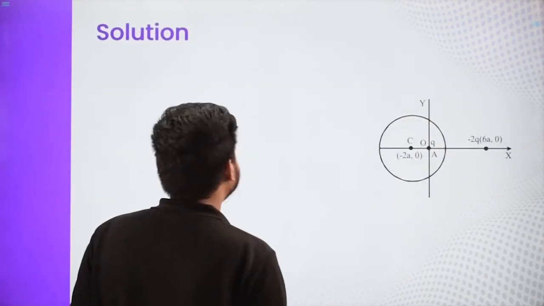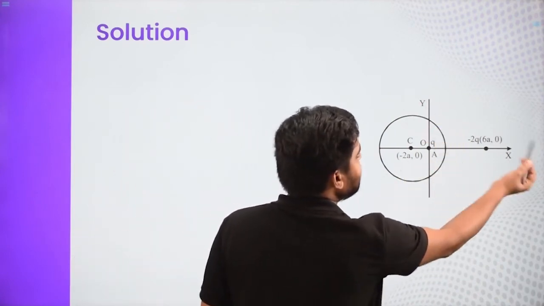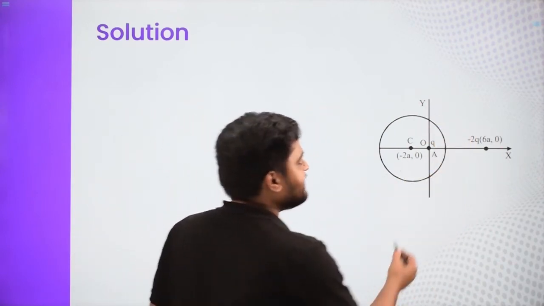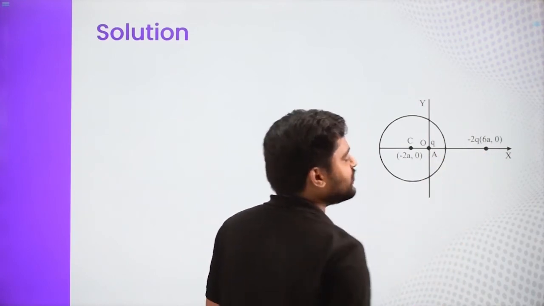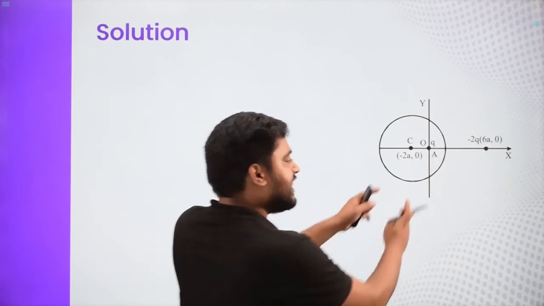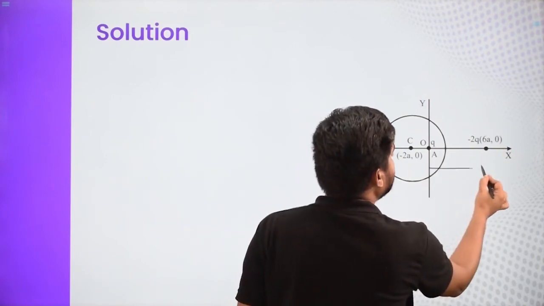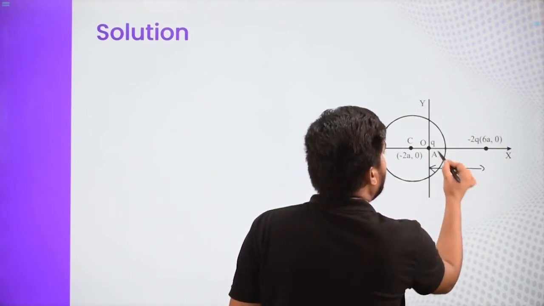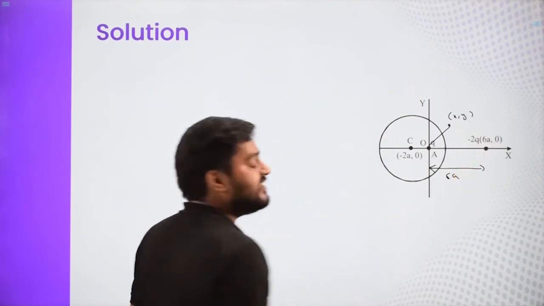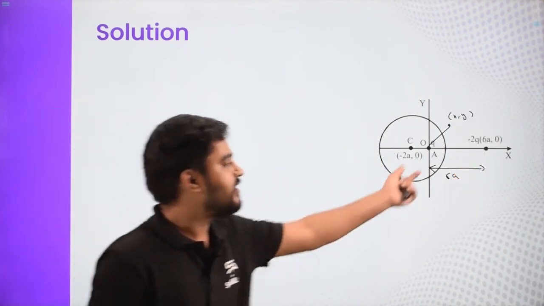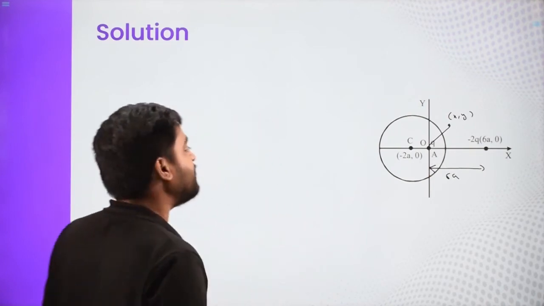So what I am going to do is take the xy plane in which there exists a charge q at the origin and another charge minus 2q at (6a, 0). So the separation between them is nothing but 6a. Now let us take a random point, x comma y. At this point, the net potential has to be 0.